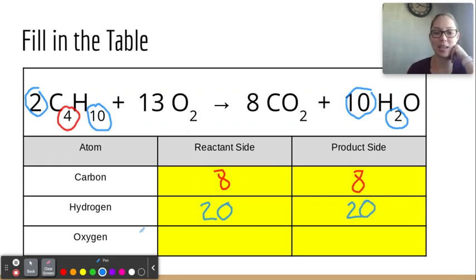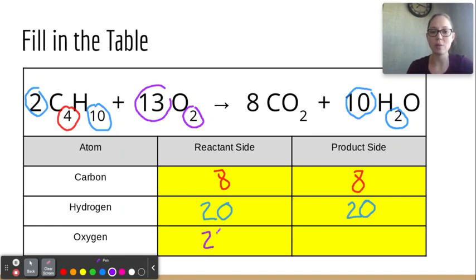Now we need to look at oxygen. So I'm going to make this one purple. So O2, our oxygen molecule, each molecule has 2 oxygens, but we have 13 of those oxygen molecules. So 13 times 2 is 26. And now we need to look at how many oxygens we have in our product side to make sure that we are following the law of conservation of mass. So we have 2 sources of oxygen on our product side. It comes from the CO2 and the water. So we need to account for both.